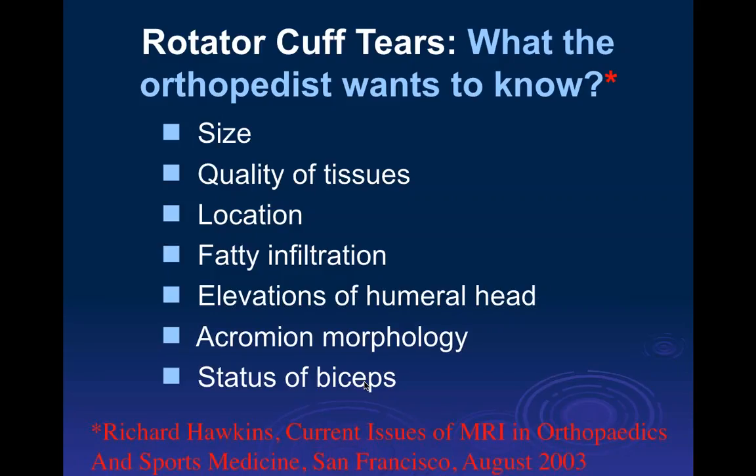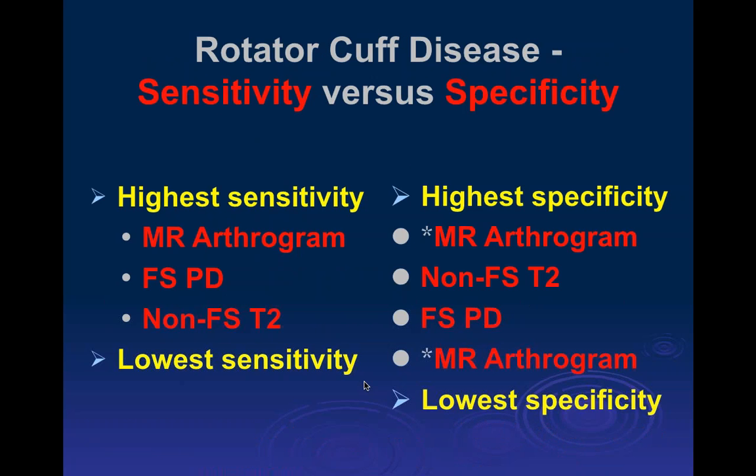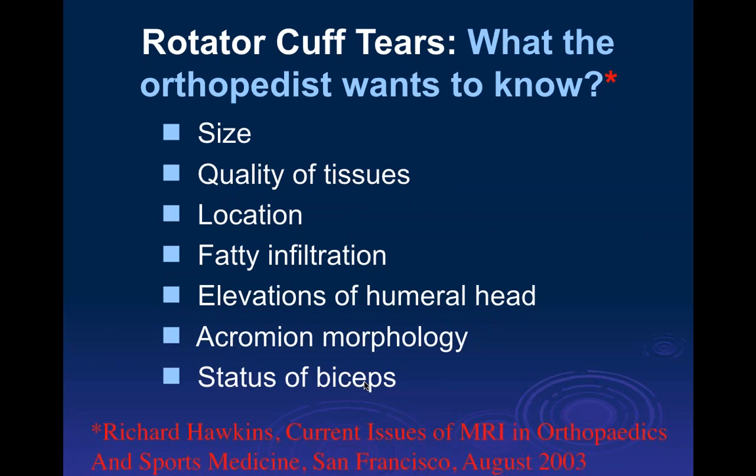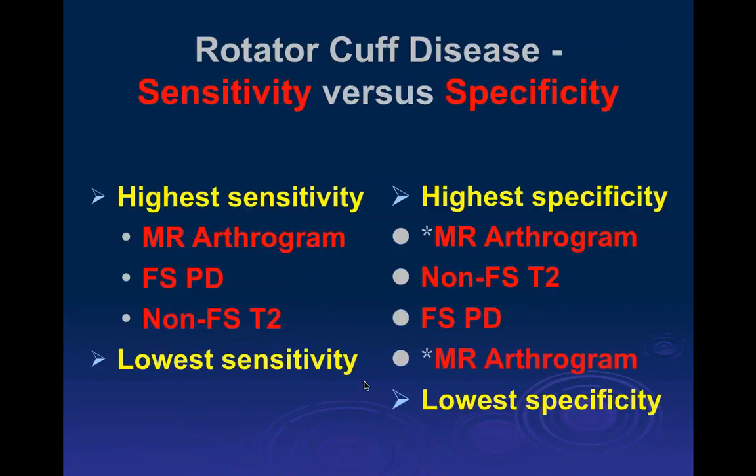So let's just kind of go through each of these things. Well, actually, we won't do it now. When we get to rotator cuff tear disease in a couple of lectures, we'll go through each of these 7 things and how to evaluate it on an MR examination.